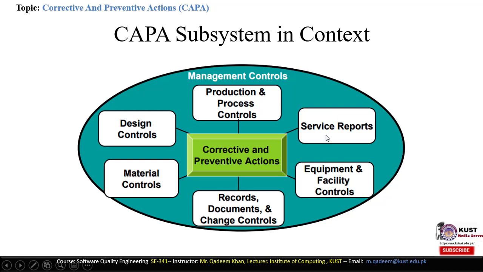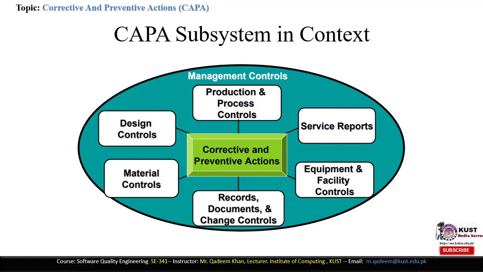Service report. The service reports are those reports which provide the service information about the software system, and these reports contain what services will be provided to the end users when this software will be installed or deployed on the user environment. So service reports contain all services provided by the software to the end users.